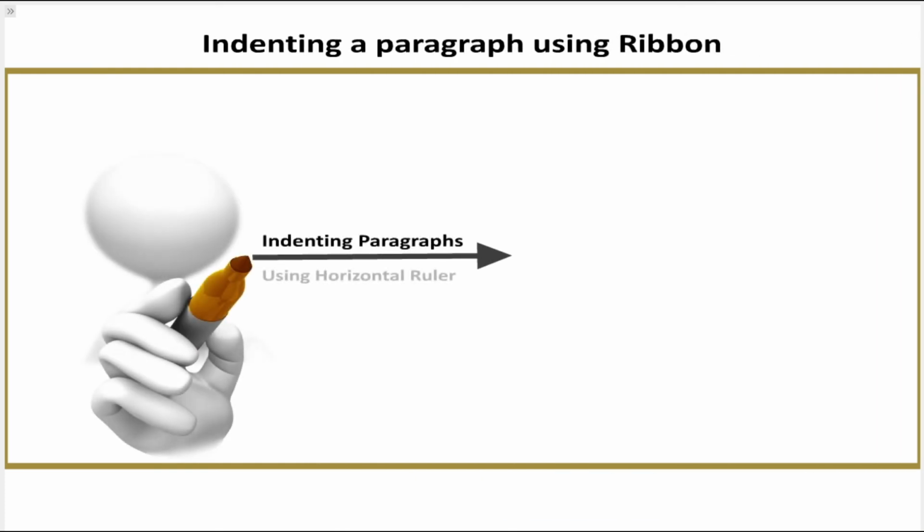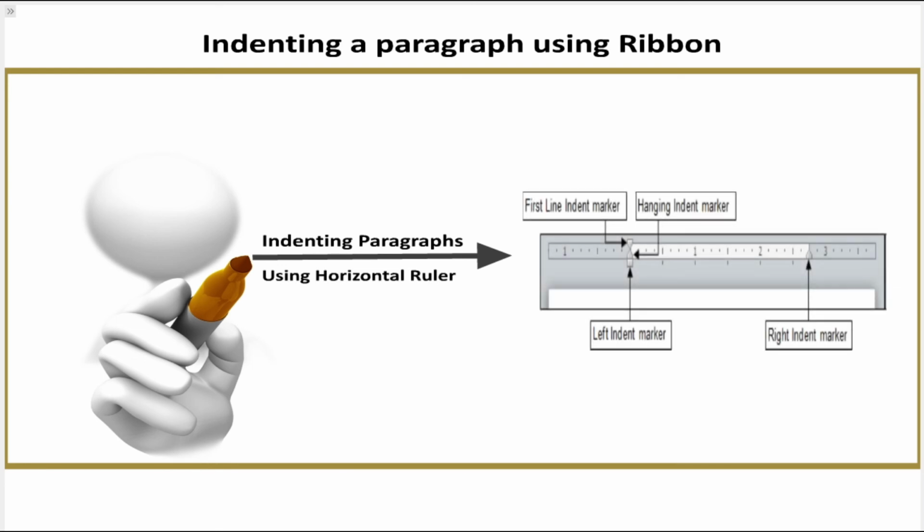To indent a paragraph using the horizontal ruler, if the horizontal ruler is not visible, click the View Ruler button at the top of the vertical scroll bar. Select the paragraph that you want to indent. On the horizontal ruler, do the following. To change the left indent of the entire paragraph, drag the left indent marker to the position where you want the text to start. To change the right indent of the entire paragraph, drag the right indent marker to the position where you want the text to end.